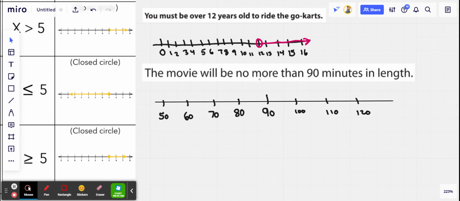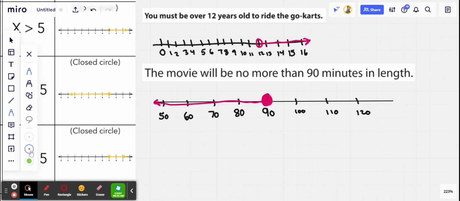The movie will be no more than 90 minutes in length. So what that would look like if we graph this, no more. That means it's not going to be greater than 90, but it includes 90, no more than 90 minutes. So 91 minutes would be too much, but 90 would be just right. So I would graph that. Let me get our red here. So that means 90 will be included. So that means that 90 would be shaded in, our closed circle. And then our arrow would go this way.